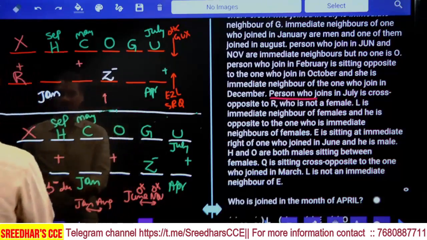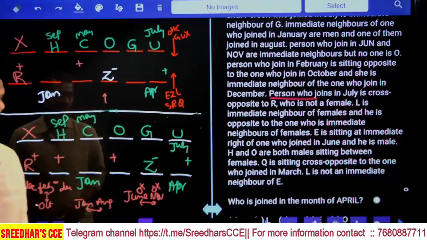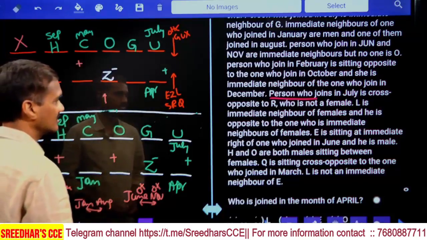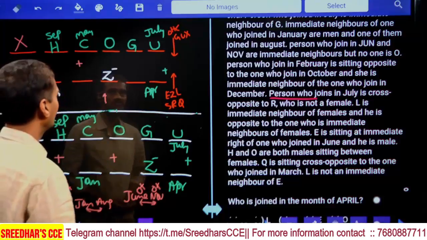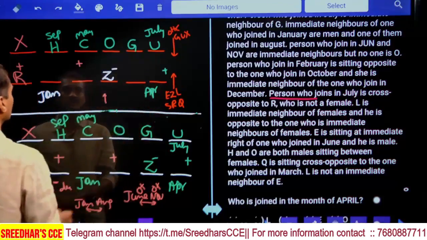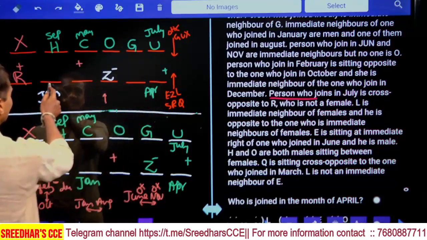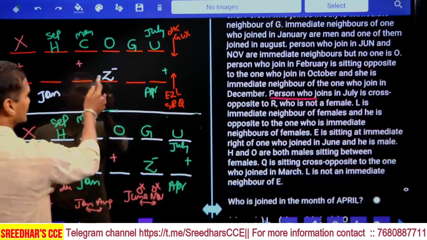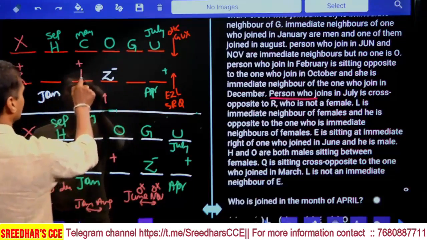R is not a female, that means R is a male. L is an immediate neighbor of females. L must be facing towards north. L is an immediate neighbor of females, and L cannot be here. L cannot be here either. Hence L must be here.